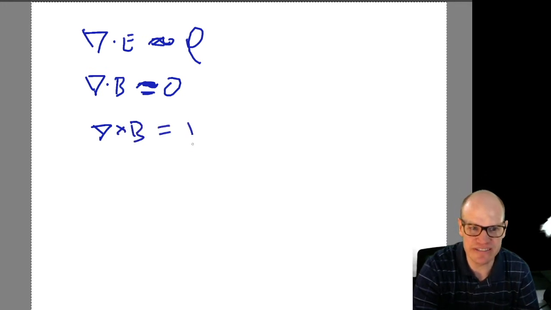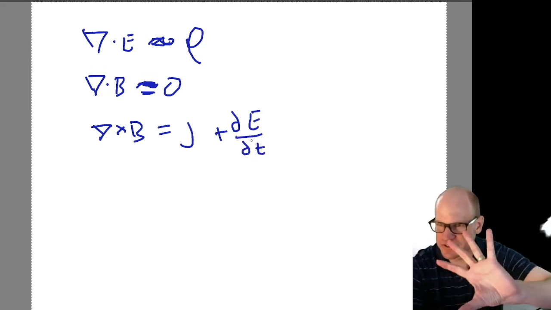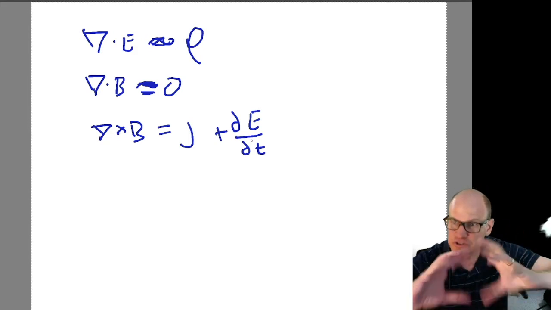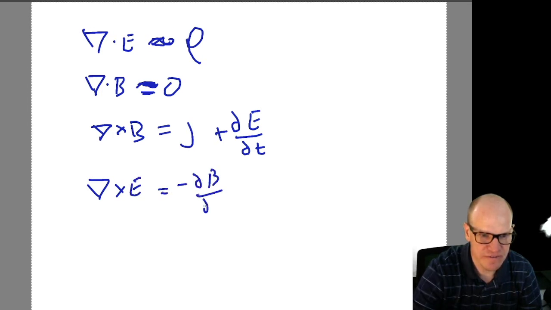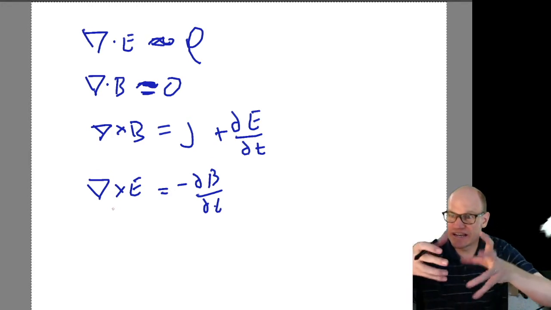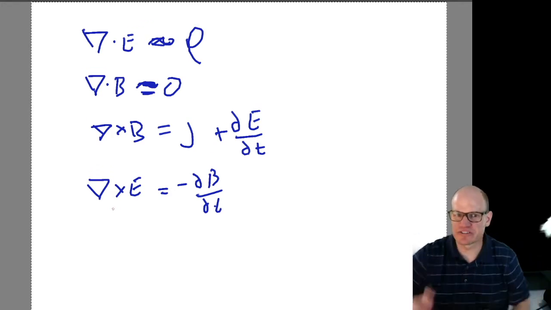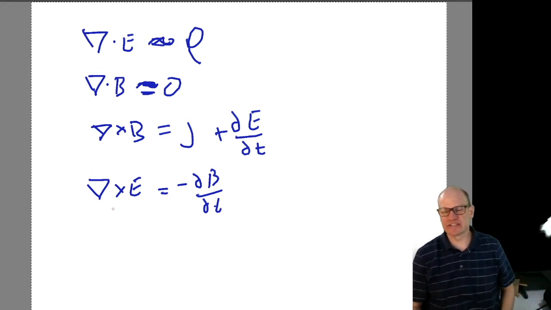We have that a magnetic field will curl in a particular direction that is based upon either the existence of a current or the change of the electric field in some direction. If you change the electric field, then you'll get a response in the magnetic field. And by the same token, if you change a magnetic field, then you will induce an electric field that goes in the opposite direction. That's what these 4 equations describe.